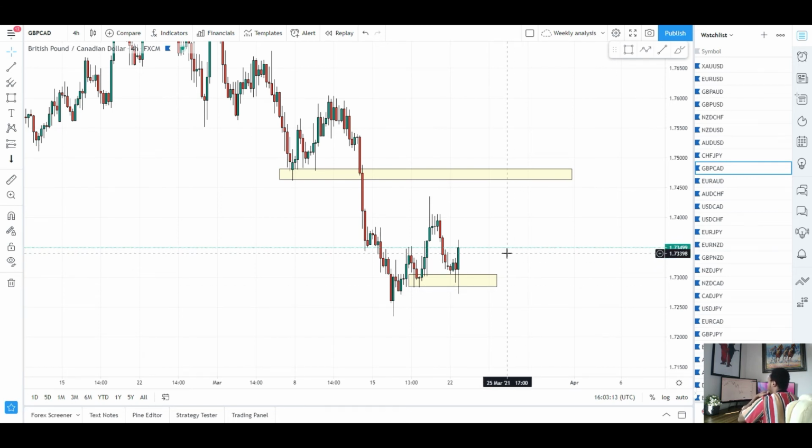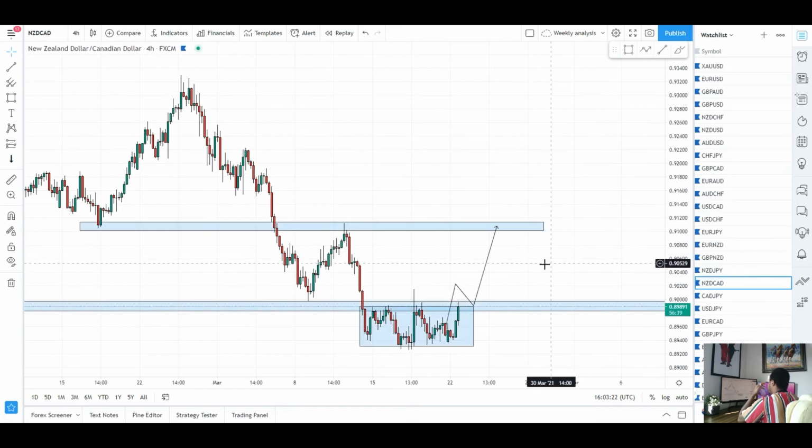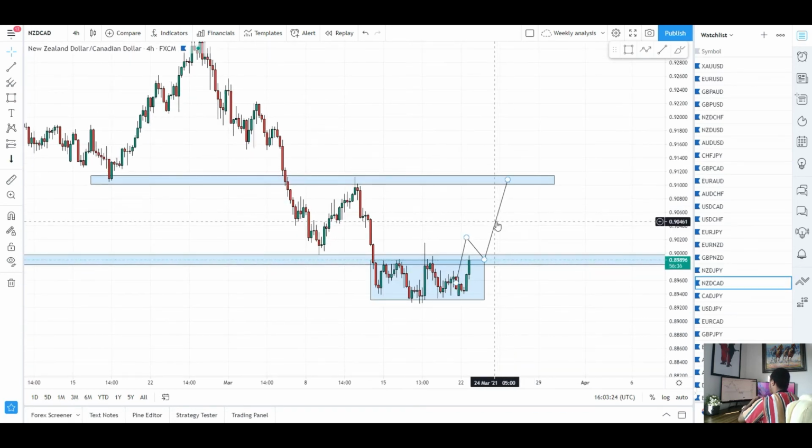But yeah, still looking for a move into 1.74600 around that level for GBP CAD. And the two pairs that I'm looking to get involved in this week is NZD CAD and CAD JPY.